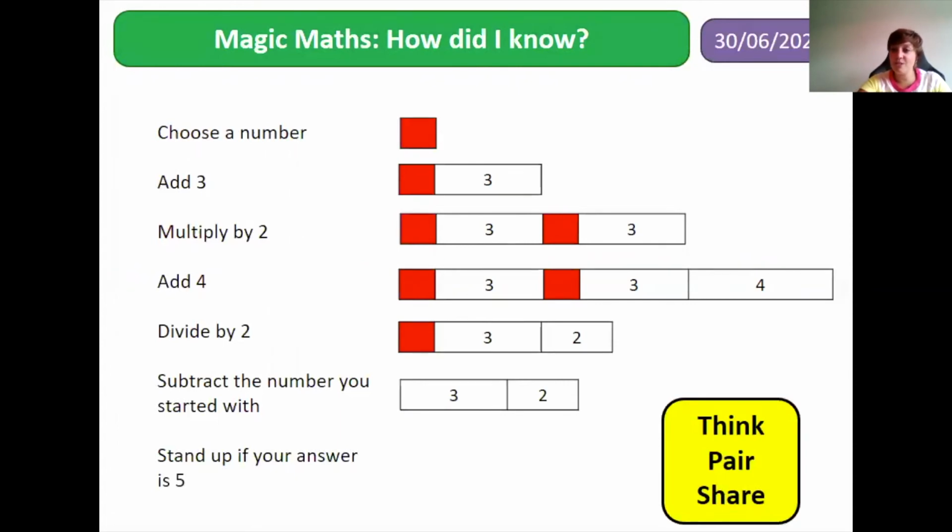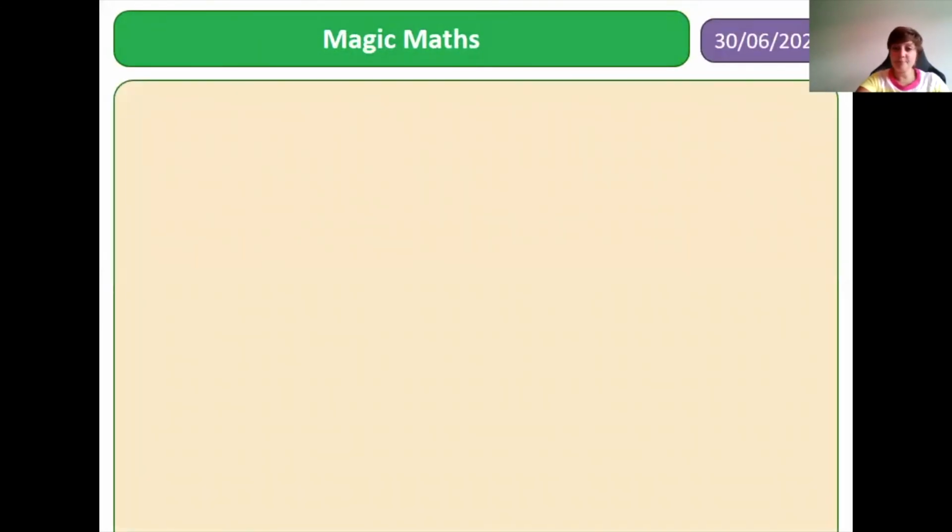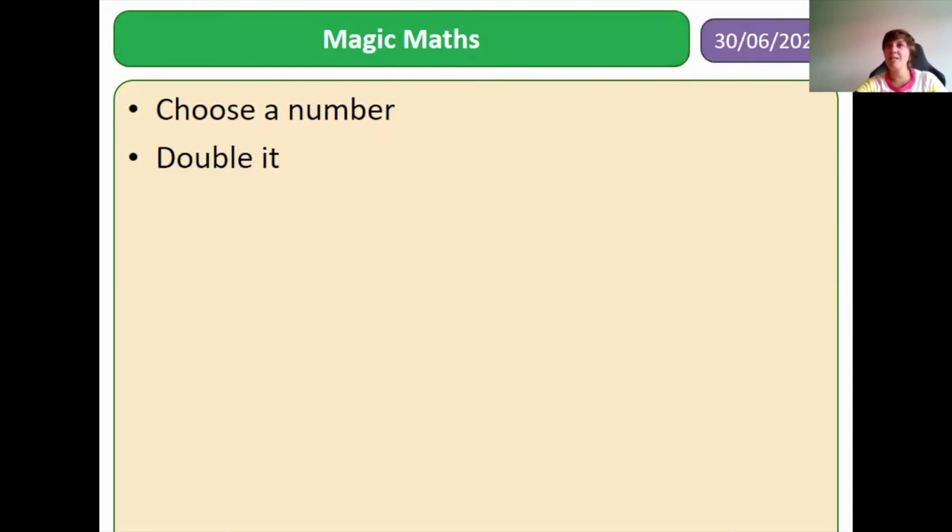Let's look at another one just like that. See if you can think about how we might represent this as we're doing it. So again, pick a number, any number you like. We're going to double it straight away, so make sure that it's a number that you can easily multiply. And then I want you to add on 9.